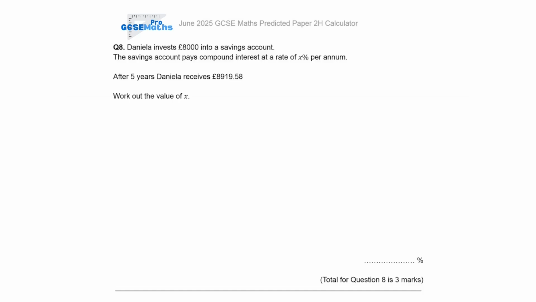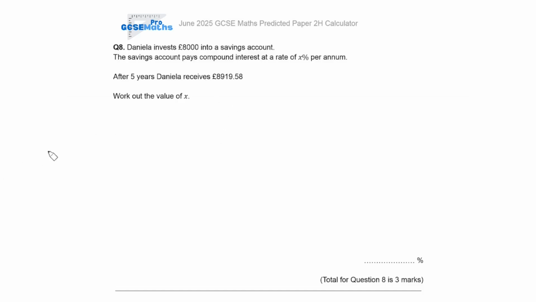Question 8. So Daniela invests £8,000 into a savings account. The savings account pays compound interest at a rate of X% per annum. After 5 years, Daniela receives £8,919.58. Work out the value of X.